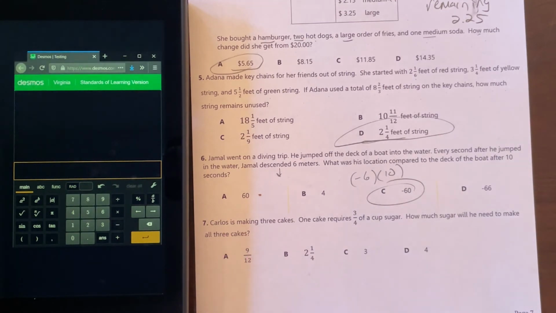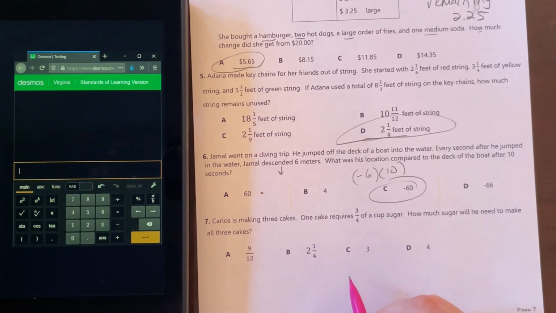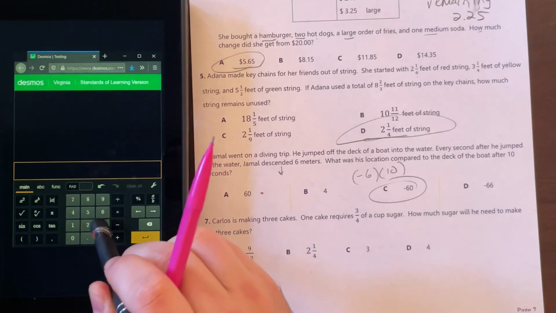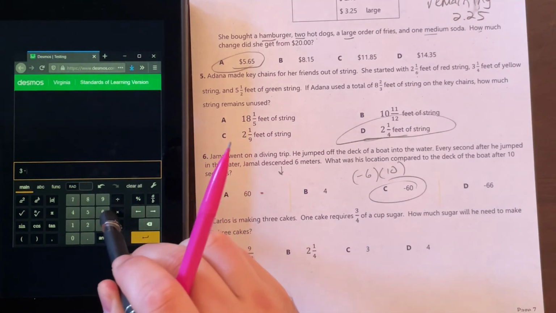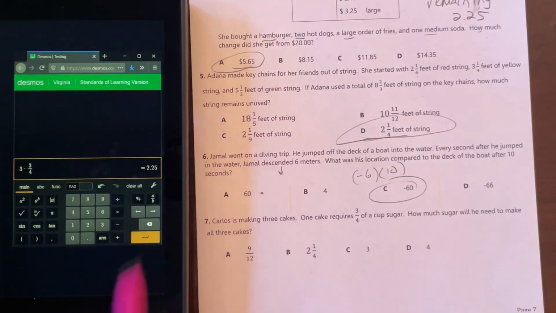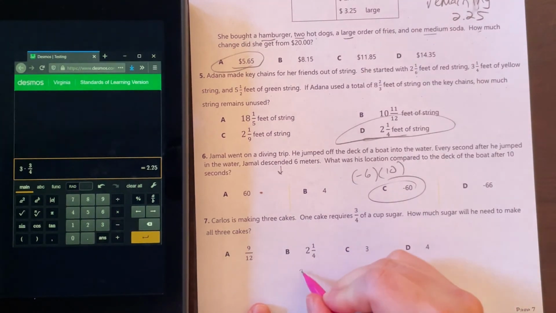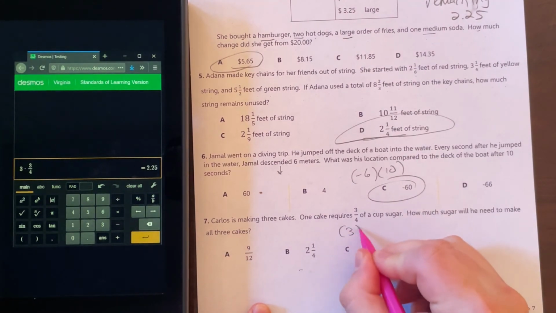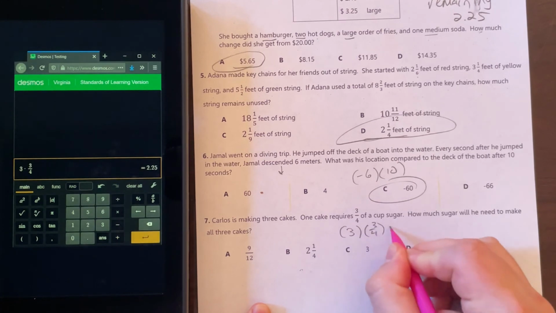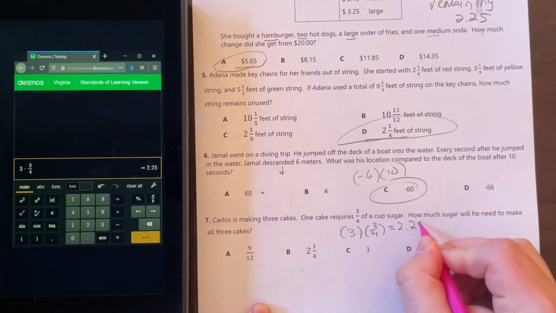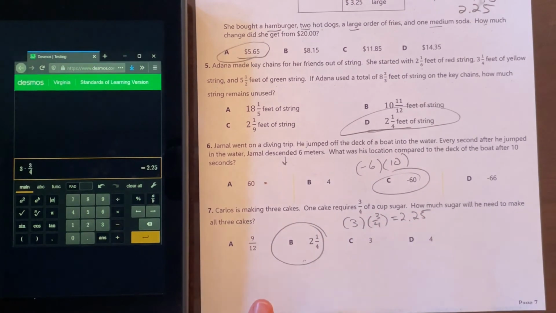And lastly, it says Carlos is making 3 cakes. 1 cake requires 3/4 cups of sugar. How much sugar will he need to make 3 cakes? So you could do 3 times 3 over 4. That 2.25 again. So I'd say 3 times 3 over 4, which is the same as 2.25, which is the same as that fraction.